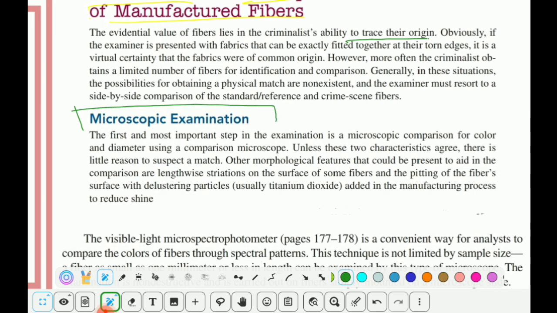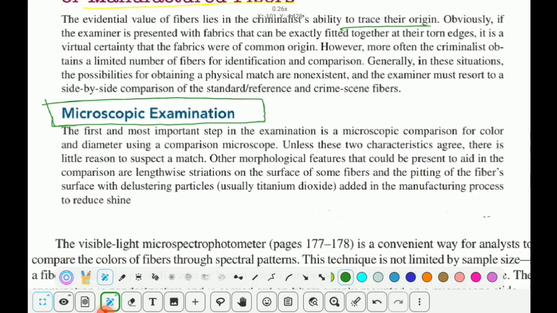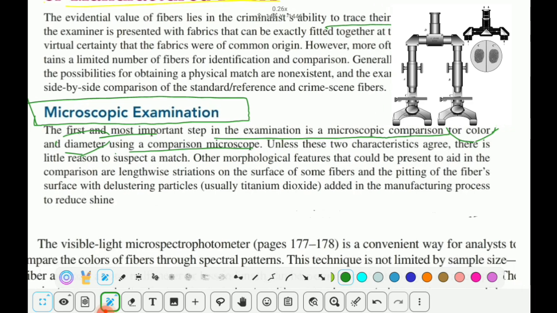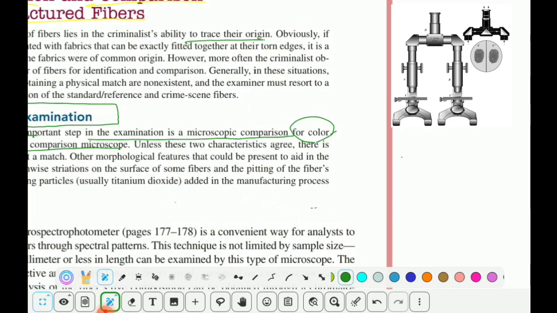The first and foremost examination that is carried out for any of the trace evidence that we encounter at the crime scene is microscopic examination. It is a preliminary examination, and the first step whenever you encounter a fiber evidence would simply be to compare its color and its diameter using the comparison microscope. In the comparison microscope, the samples are kept side by side and then the comparison is made.